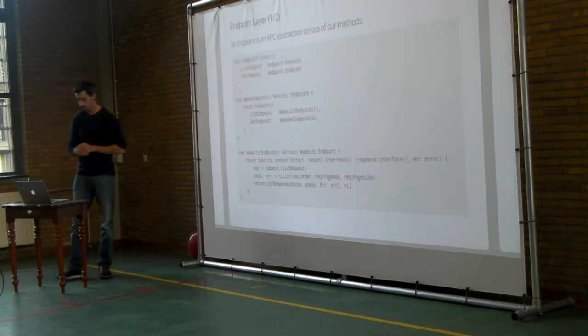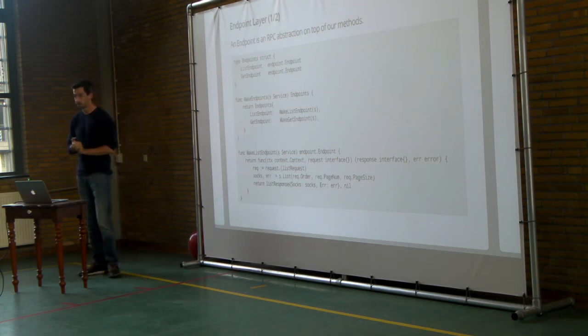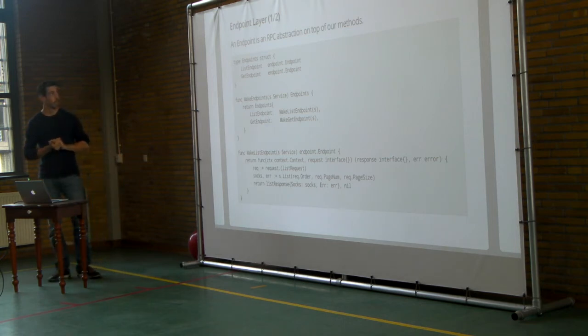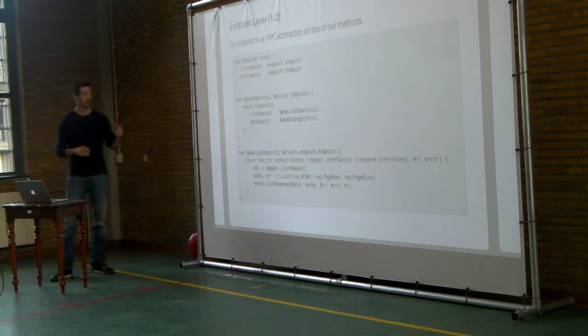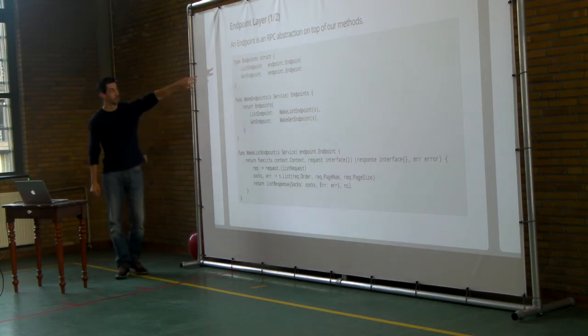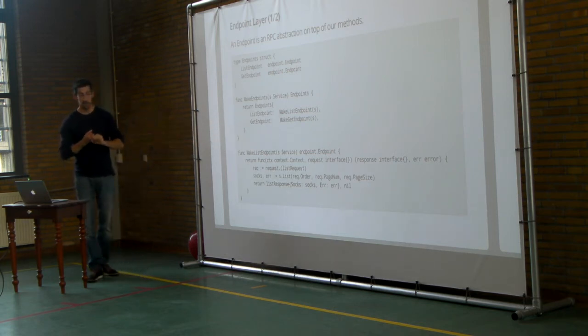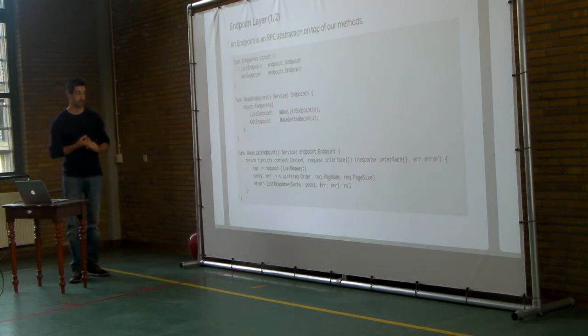And then on top of that, the next layer is what's called our endpoint layer. This is essentially an RPC abstraction on top of our methods, so that for each of the functions inside of our service, we wrap those into an endpoint. So you see, we have the corresponding two endpoints from our two functions. And then we wrap them here. We pass in a context, which we're going to pass down through, and then the request. And then we just return a response and an error.